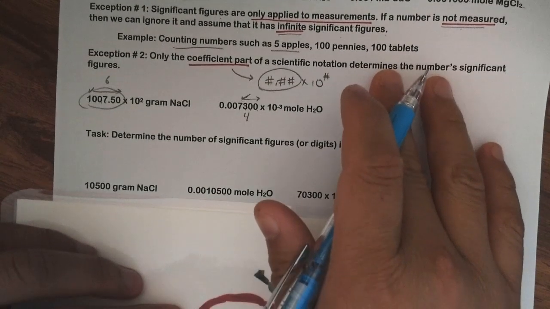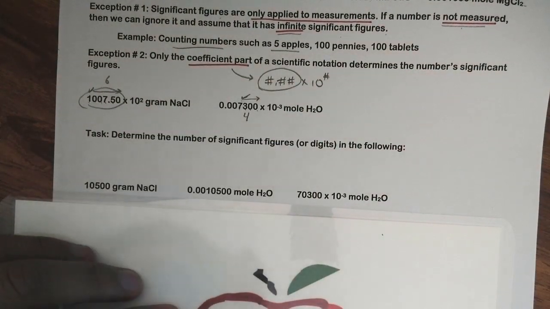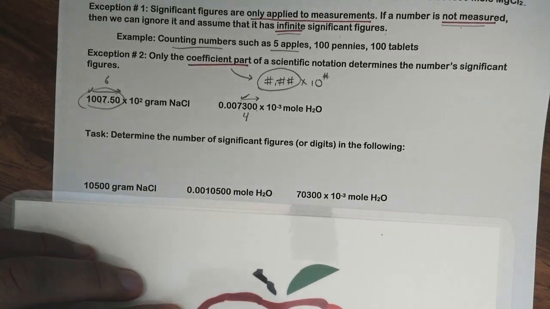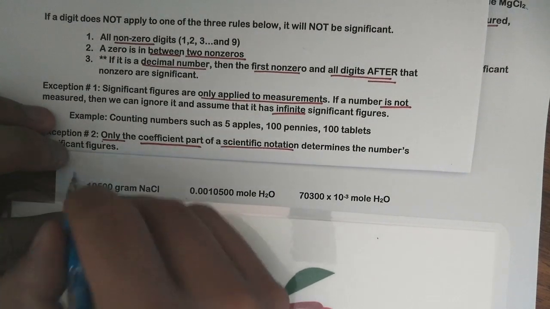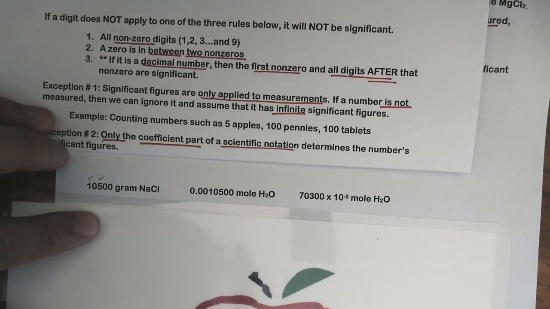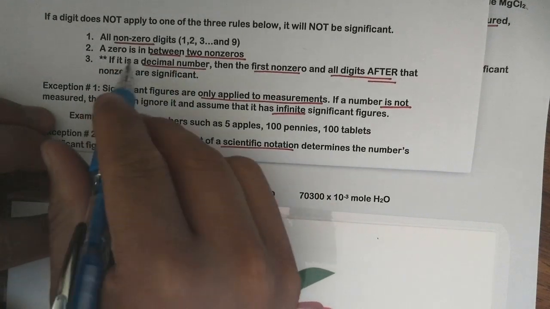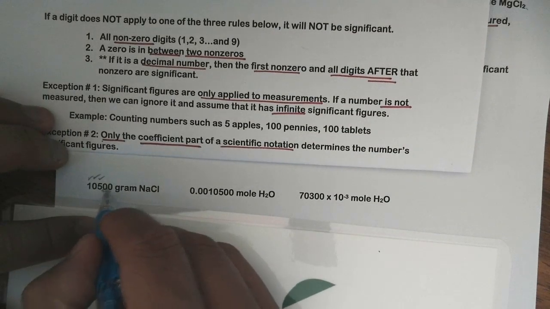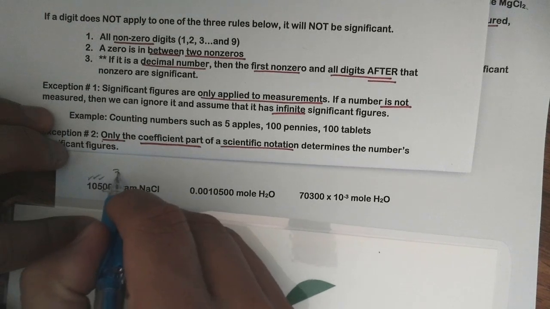How about that? In this case, I have 10500. This is not a decimal number, so we have to go back to look at other rules. Here are the rules again. First of all, we know that this is significant because they are non-zero. But what about this 0? It is significant. It is between two non-zero. But these 2 zeros are not significant because they do not follow any of the rules above. So we have 3 sig fig.